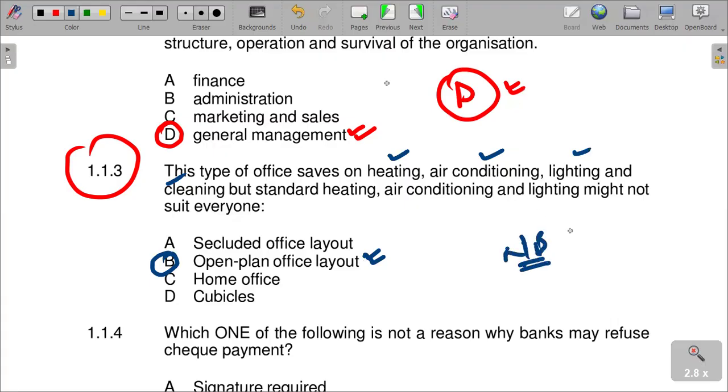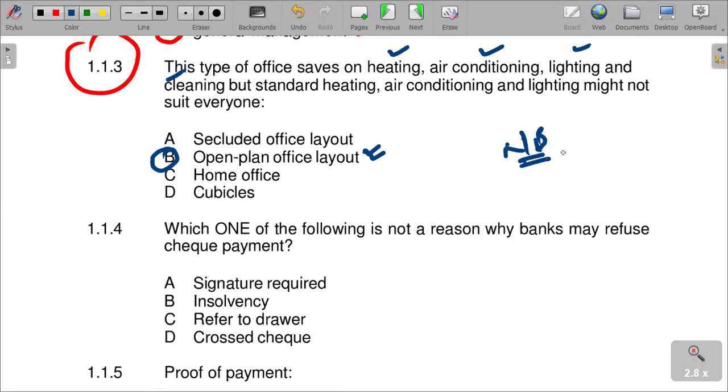Take note also that when you are going to revise and get ready for your exams, don't forget that office layout is one of the key concepts or key areas that need to be taken note of when you go to examinations.